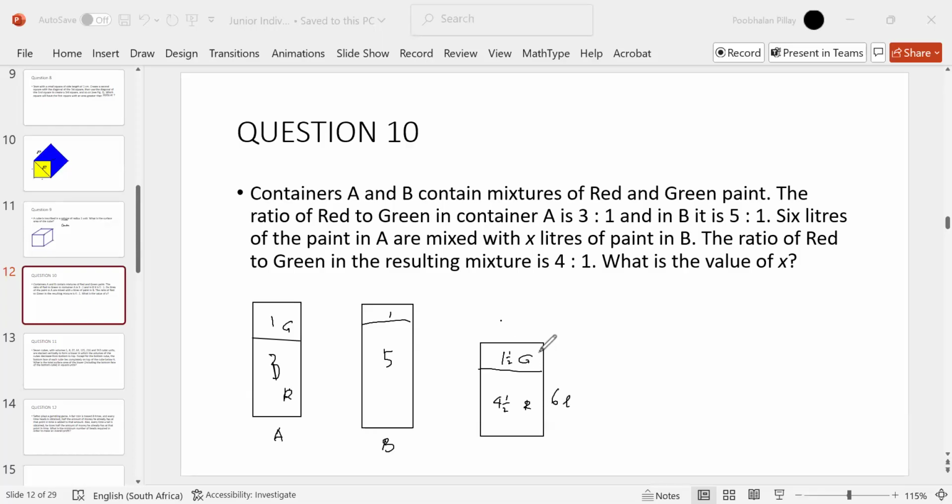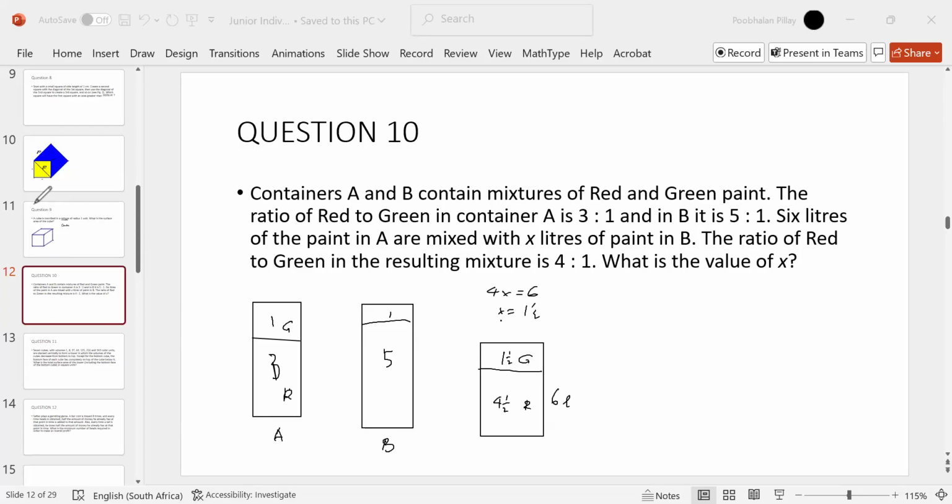paint. If you don't understand that, you can say, well, it can be 3x and 1x. So 3x plus x is 4x, and 4x is equal to 6. So therefore, x is 1.5, and that's what you got here. Right? And this is 3 times that, so 4.5. Okay. Now that is mixed up with X liters of paint in B.